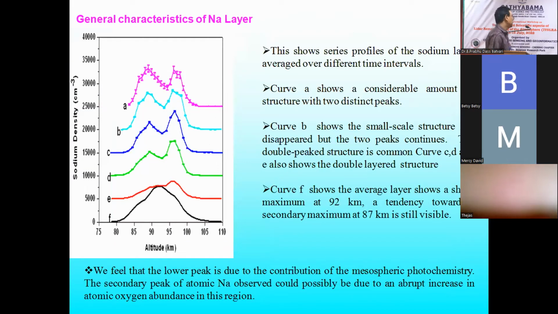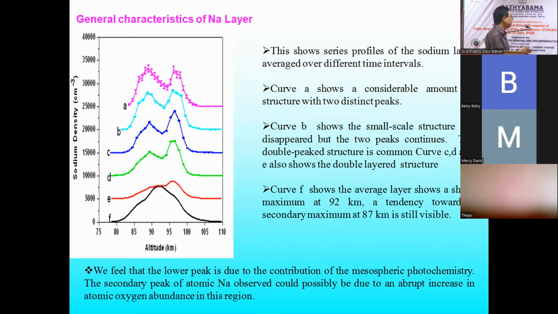And this is a typical characteristic of a sodium layer. In this plot, different time intervals are shown. The top curve, A, represents only a 2-minute profile. That is our basic profile, which comes from only 2400 shots. That's why it shows a 2-minute profile.